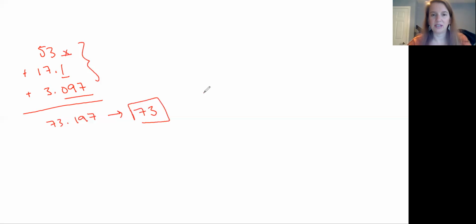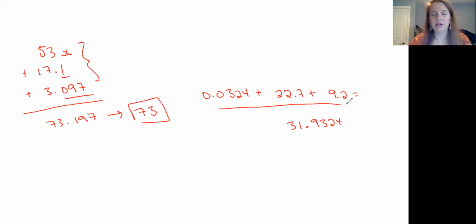So let's do another example. Let's say we have 0.0324 plus 22.7 plus 9.2. So when we add all of these together, we get 31.9324. Sorry, my decimal point came out really light there. Now when we round our answer, we need to round it to whichever one of these numbers up here has the fewest numbers after the decimal point.